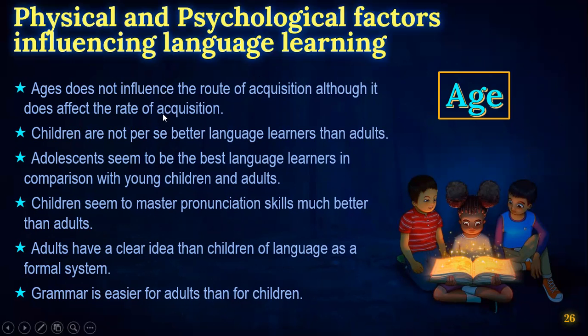Okay, some of these characteristics are present in the learners, but for example, age doesn't determine that the young learners learn faster than the old learners.